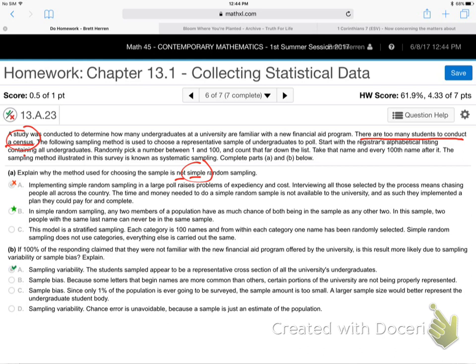B, 100% of the responding students claimed that they were not familiar with the new financial aid program. 100% said, we don't know anything about it. Is this result more likely due to sampling variability or sampling bias? Sampling variability. The students sampled appeared to be a representative cross-section of all the university undergrads. Yeah, there's no bias there, right? There's no reason it would be biased.